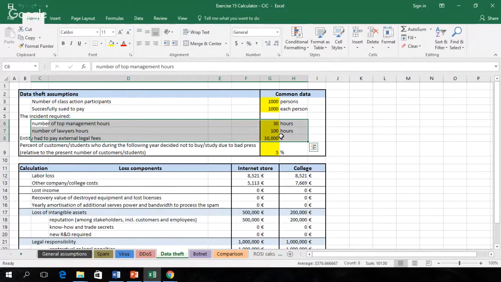Additionally, over the following year, 5% of the internet store's customers were lost as the store's reputation suffered. These customers decided to purchase goods from another store. Similarly, for the college, 5% of new students decided to enlist in other colleges, compared with the total number of students entering the program offered, because of lack of trust in the college after the incident.